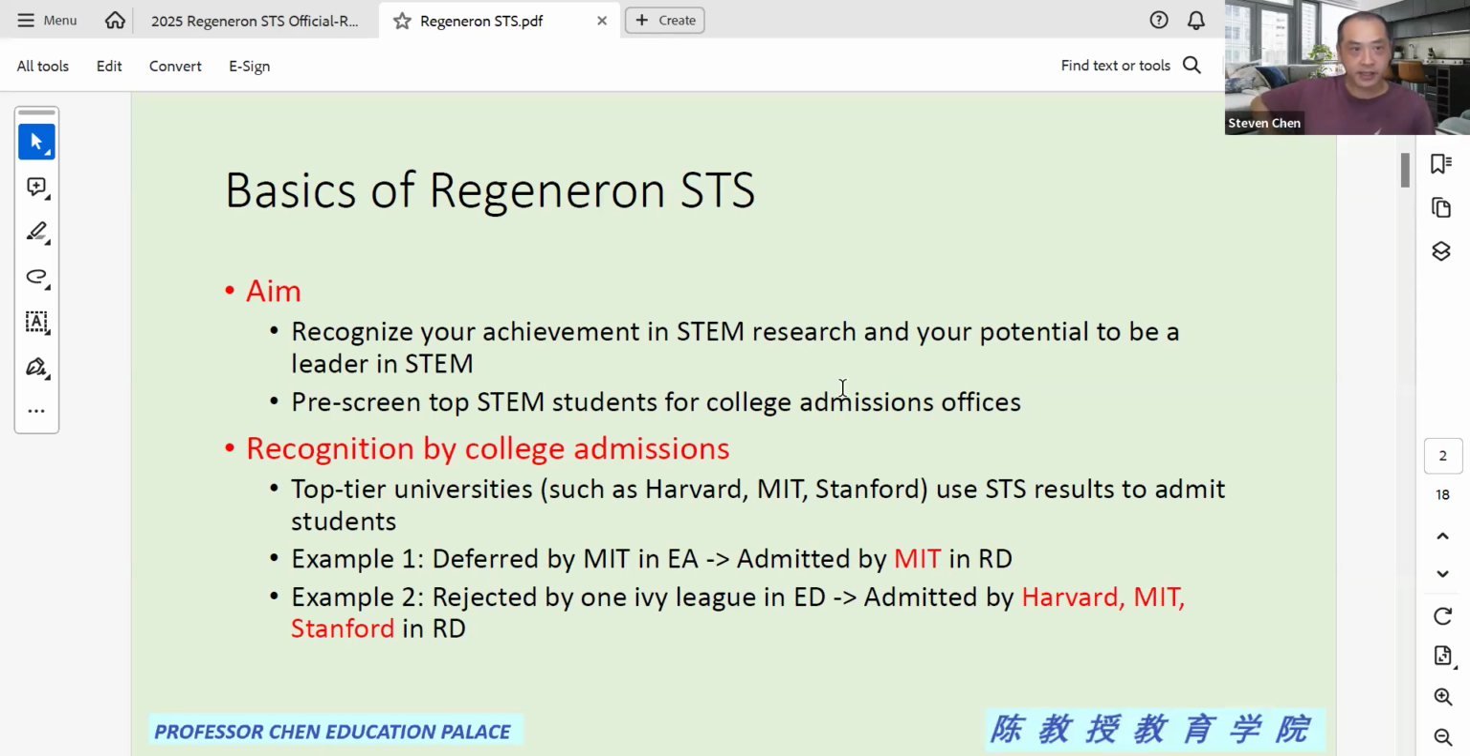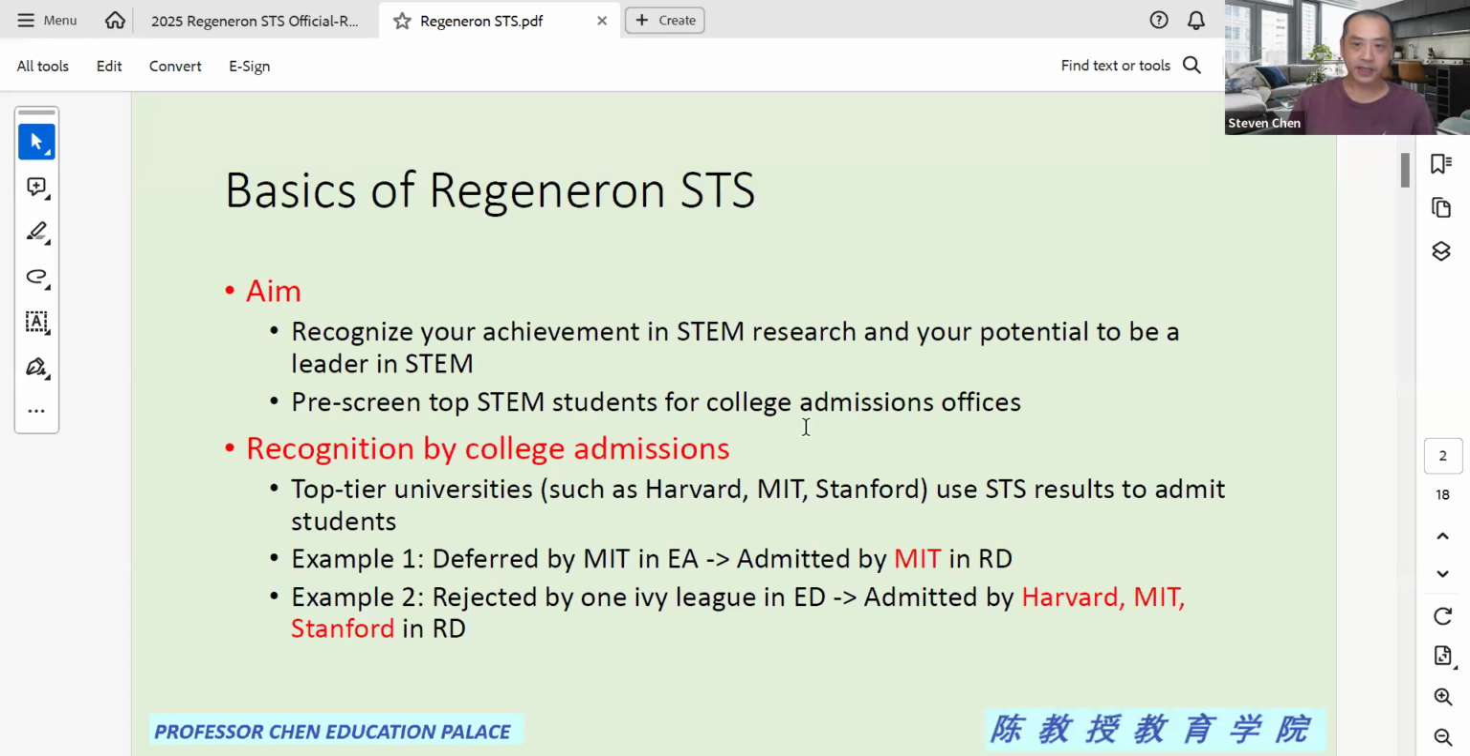And in particular, for the second function, Regeneron STS is well recognized by college admissions. Let me just give you some basic facts. I don't need to explain the reasons, just present the facts. First, we have had a chance to talk to quite a few top-tier university admissions offices, and they clearly told me that they use STS results to admit students. Those universities who appreciate STS include Harvard, MIT, Stanford, and also Yale, Princeton, etc.